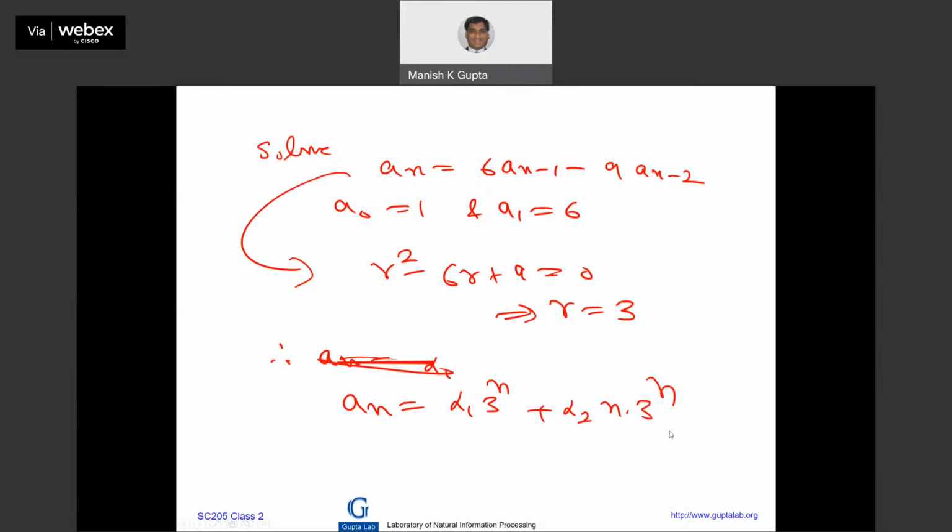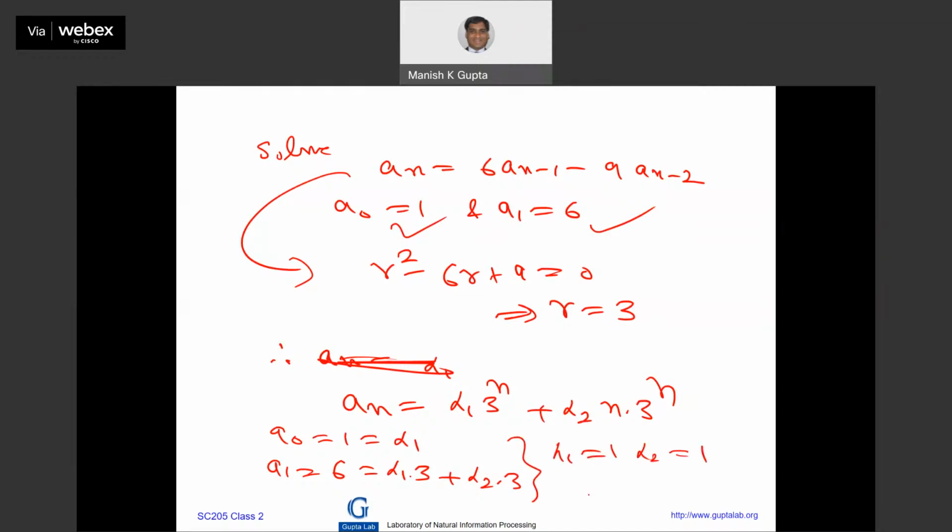Now, if you use the initial conditions a0 is equal to 1 and a1 is equal to 6, you will get a0 is equal to 1 is equal to alpha 1, a1 is equal to 6 is equal to alpha 1 into 3 plus alpha 2 into 3. This gives you alpha 1 is equal to 1 and alpha 2 is equal to 1. So an is equal to 3 raised to power n plus n times 3 raised to power n.